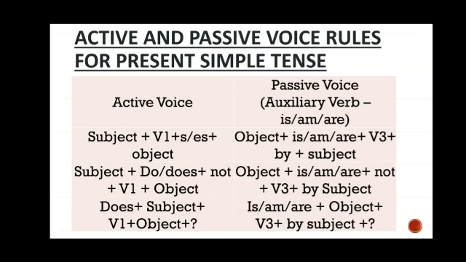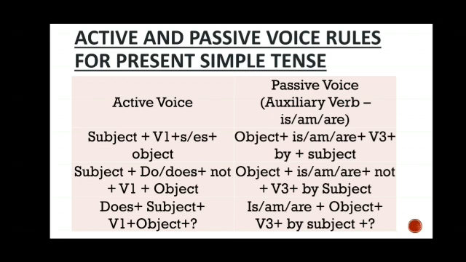Now see, at first in simple present we are using subject, then first form of verb. In the first form of verb we are adding s or es, then object. And if we are adding not, then how are you doing it? Subject plus do or does plus not, and then object is coming. And in interrogative, what are we doing? Does is coming at first, then subject, then verb first form, and then object is coming.